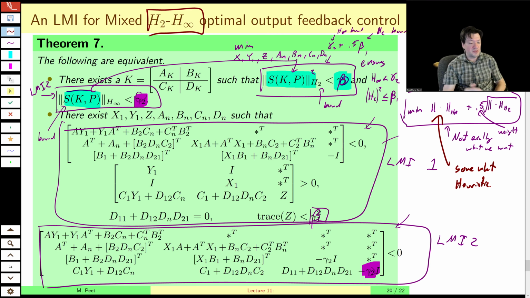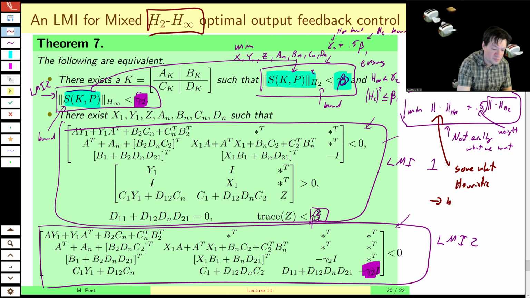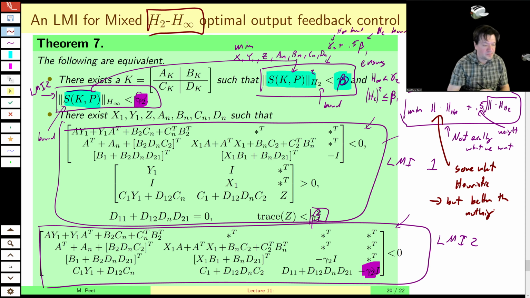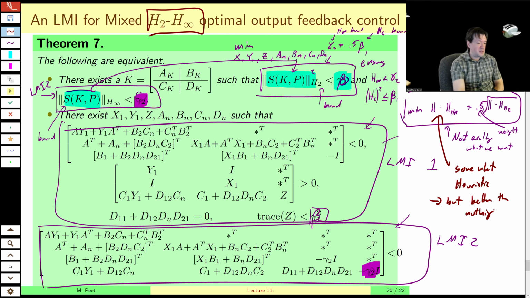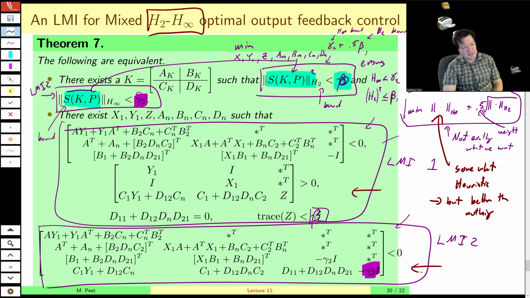But it gives decent results. But better than nothing, let's say. Right. So we can solve the H2 dynamic output feedback problem by itself, and we can solve the H infinity dynamic output feedback by itself. But when we combine them by appending different LMIs, we have to sacrifice something.